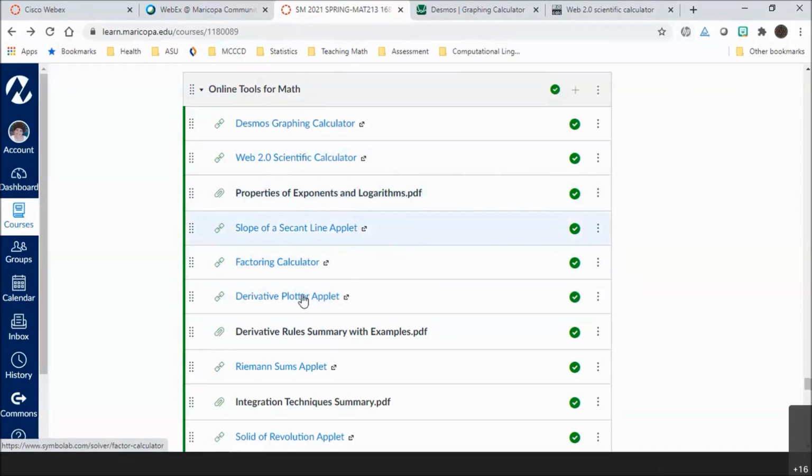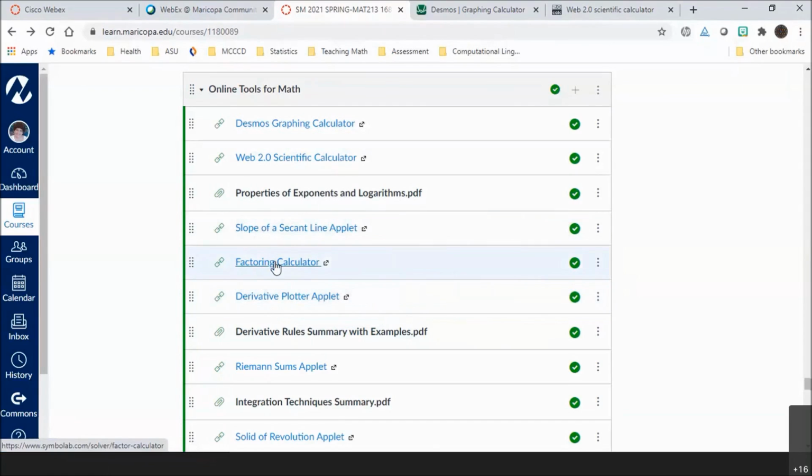Here's a couple of applets, slope of a secant line. This applet plots the derivative and a function together, so you can see what they look like. This applet can be handy if, for example, a question says, suppose I have this function, here's a graph, what does the derivative look like? That's what this applet does.